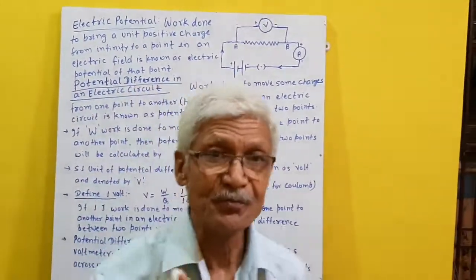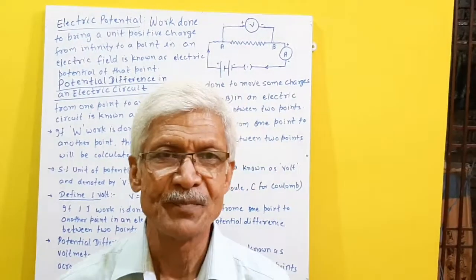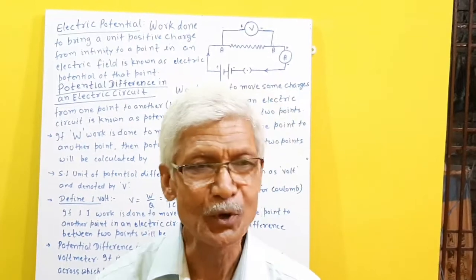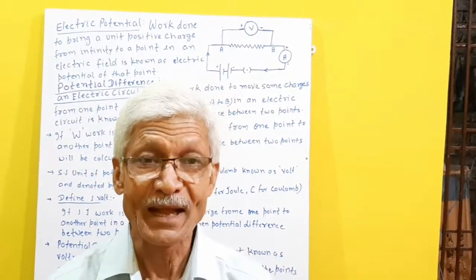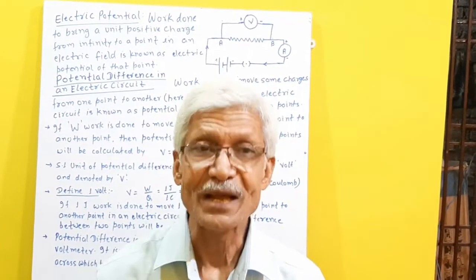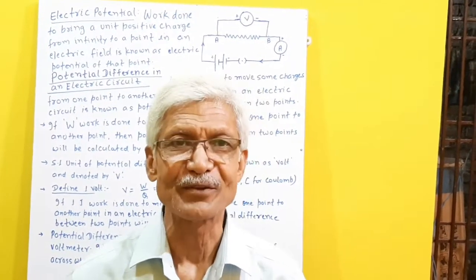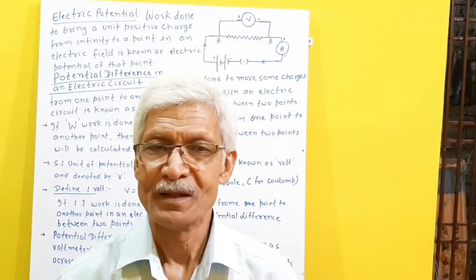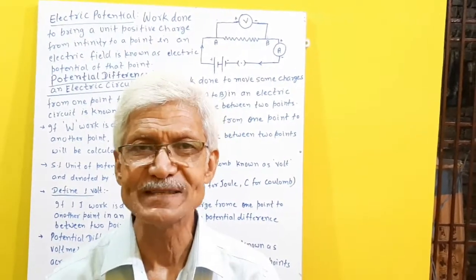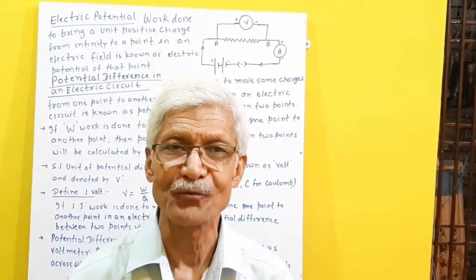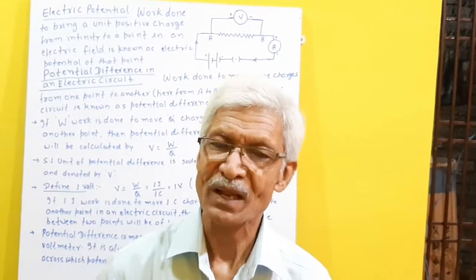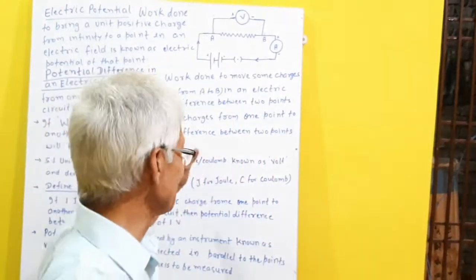These two things must be remembered. Charge always flows from higher potential to lower potential, and in order to have a continuous flow of charge, there must be a potential difference between the 2 points. So these are the two things. There must be a potential difference between the 2 points, and charge always flows from higher potential to lower potential. This is all about the potential difference.